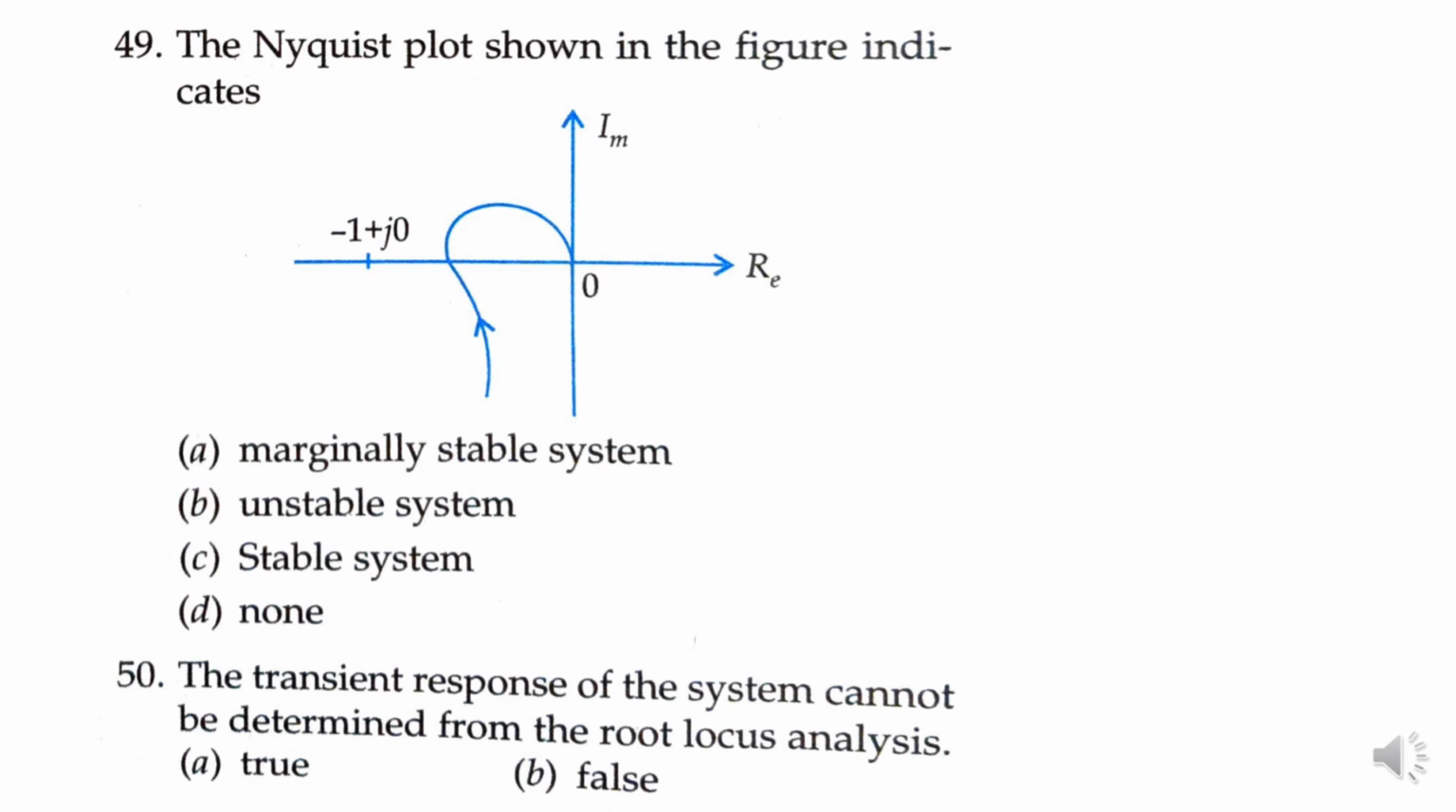Next, the Nyquist plot shown in the figure indicates that it is an unstable system. That is a stable system. The statement that the transient response of the system cannot be determined from root locus analysis is false, because the transient response of the system can be determined from the root locus analysis.